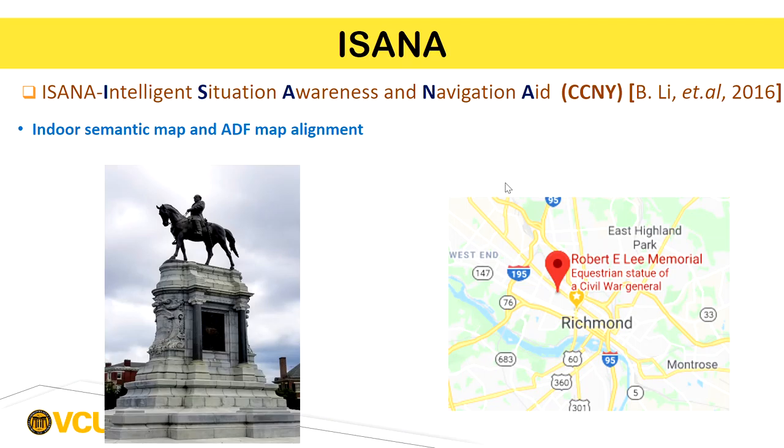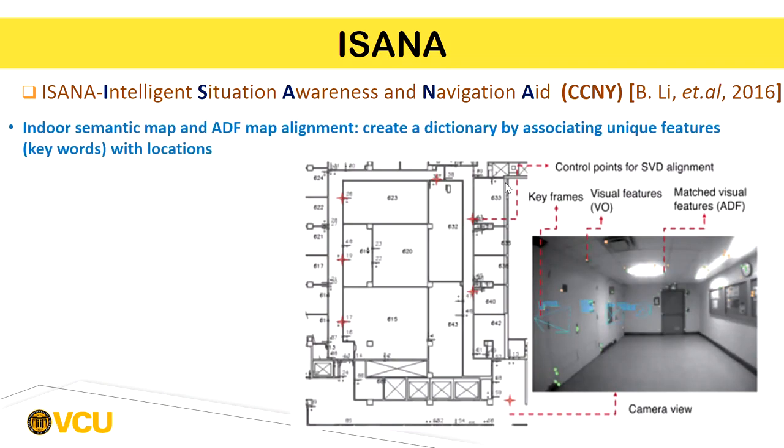Because in your brain, you already have this database, this dictionary. You have associated a unique landmark with a unique location. So next time when you see this picture, you just search that database and you know where you are. This indoor semantic map and ADF map alignment is actually doing the same thing. It tries to create a dictionary by associating unique visual features or keywords with locations.